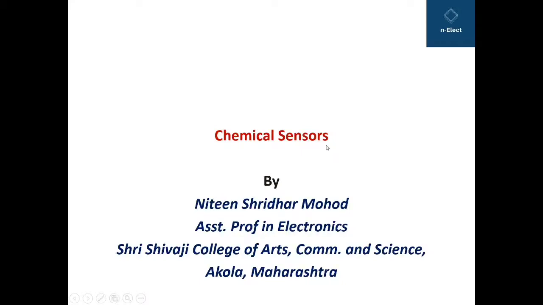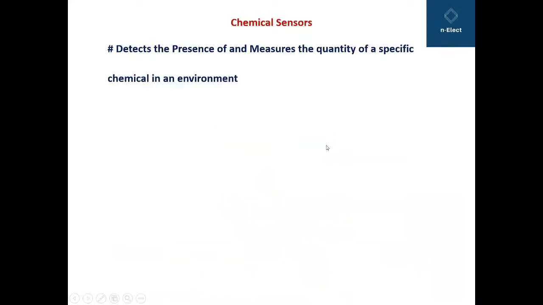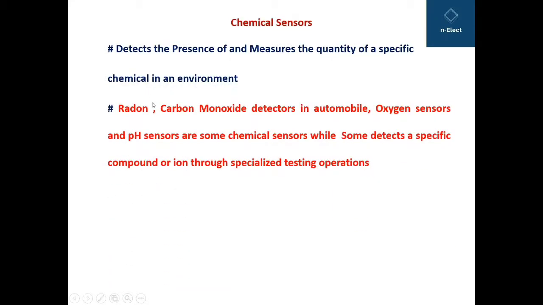The first question which can come to your mind is what the chemical sensors are. They are used to detect the presence of and measure the quantity of a specific chemical in an environment. There may be different types of chemical sensors like radon, carbon monoxide detectors in automobiles, oxygen sensors, and pH sensors, while some detect a specific compound or ion through specialized testing operations.